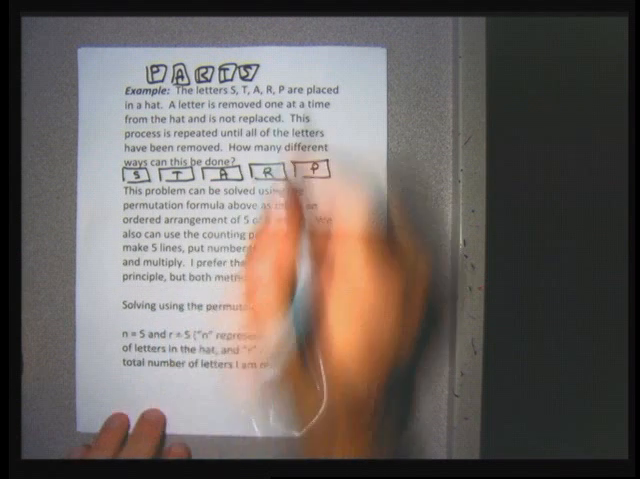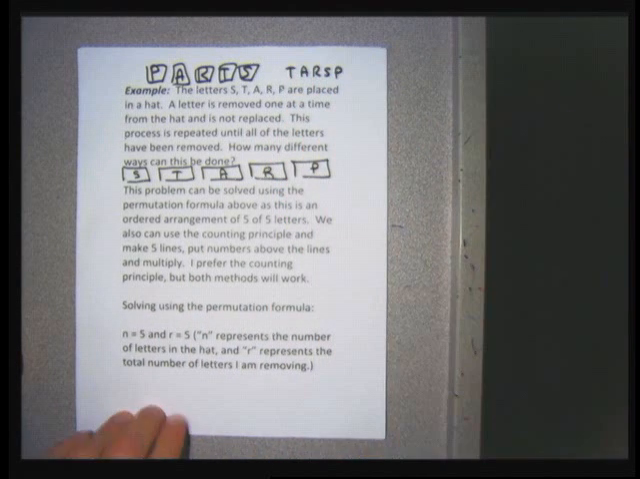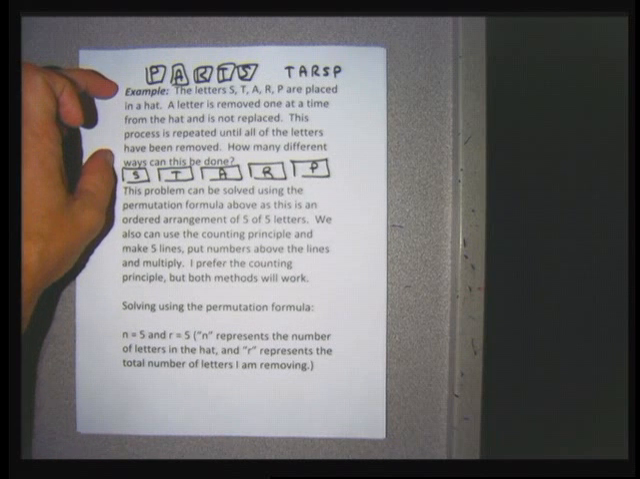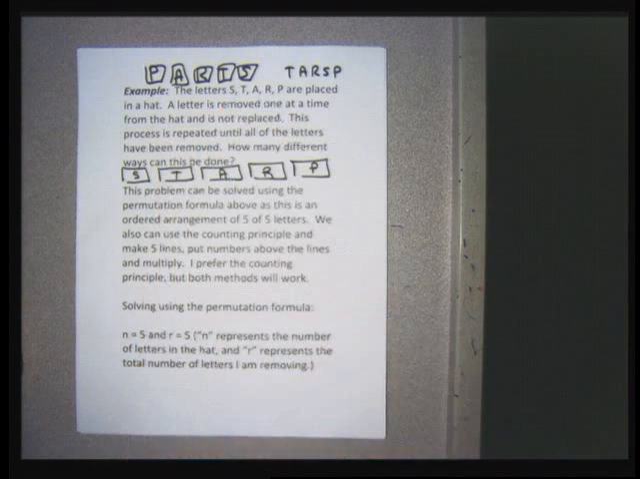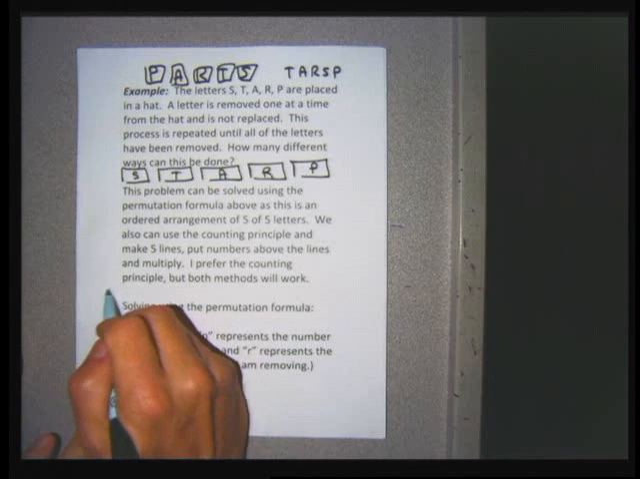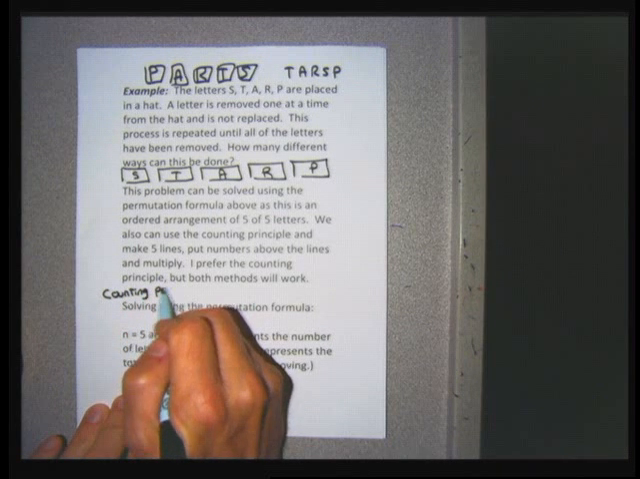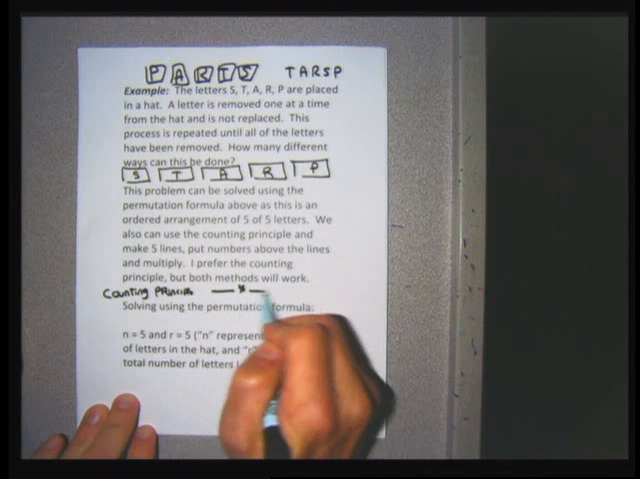Another thing that might happen is I might get a T, A, R, S, and a P. It may not even form a word. So what this problem is saying is that I want to count how many different things can happen when I take these 5 letters, put them in a hat, pull the letters out one at a time, and write down what I get in order. Well, this is completely a counting principle problem. To solve it using the counting principle, I would make 5 dashes, 1 for each of the letters.